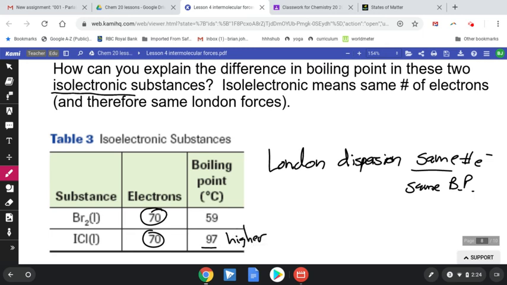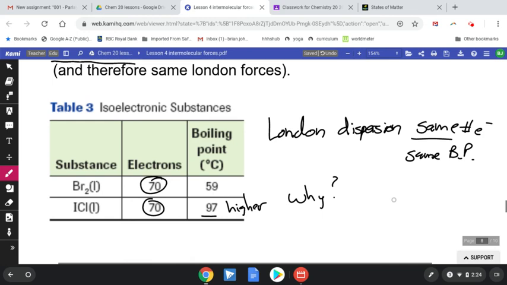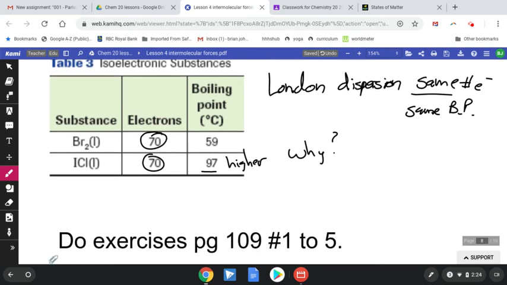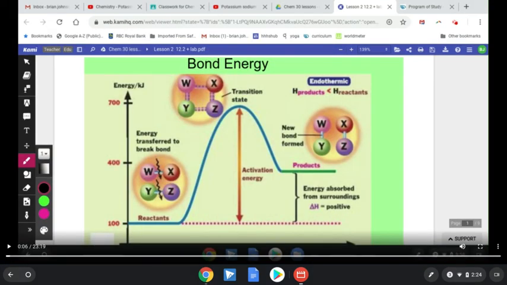Why? Okay, so that means there's another intermolecular force at play, which we already talked about.